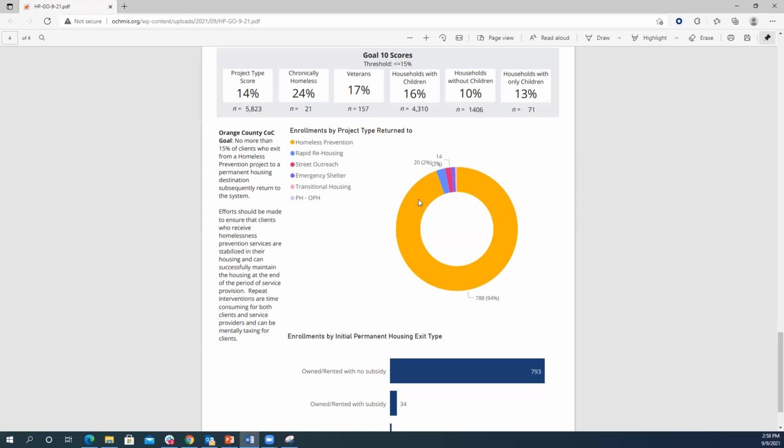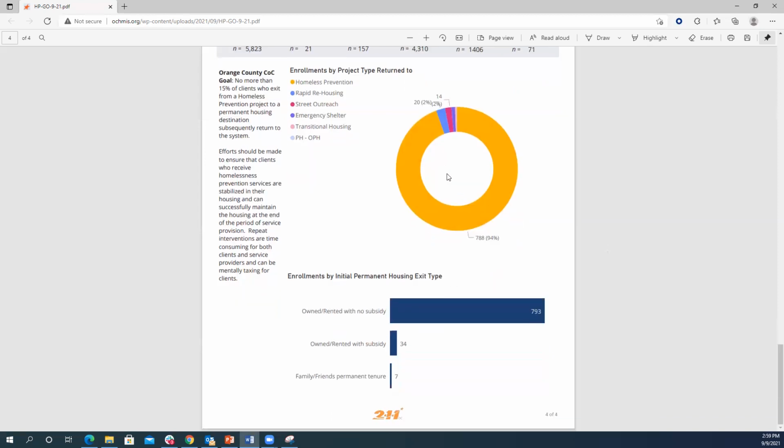It means that the first agency provided enough assistance for the client to stay where they were, and then at some point they maybe needed help again, and so they had to return to a prevention project, but the client didn't actually become homeless again, which I think is considered a win. And then the other types of returns are fairly small, the largest being to rapid rehousing.